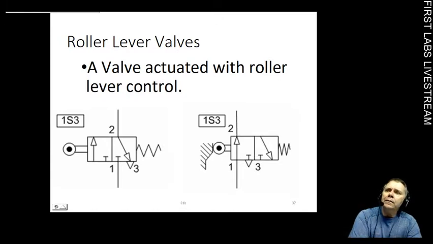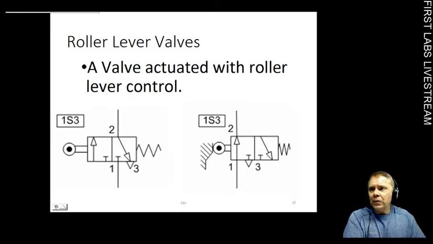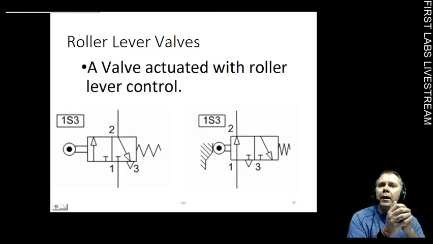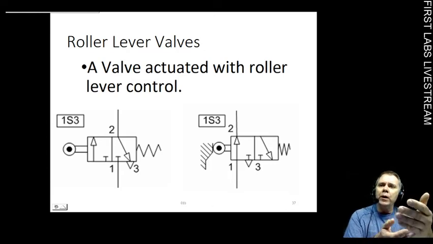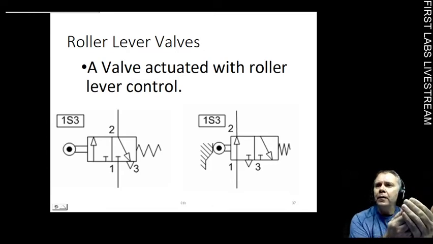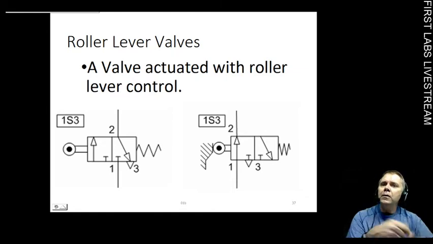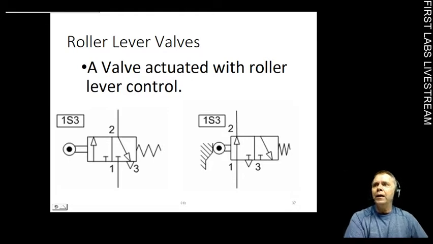Now this is a 3x2. Again, as you can see, it's got a spring return just like before, but it's got a roller lever on it. And this is meant to be impacted by an object. So if you want to have a panel or an actuator or maybe even another cylinder control your valve, you use a roller lever. That means an object like a door or something like that has come down and pushed this valve in. It's operated by a piece of hardware.